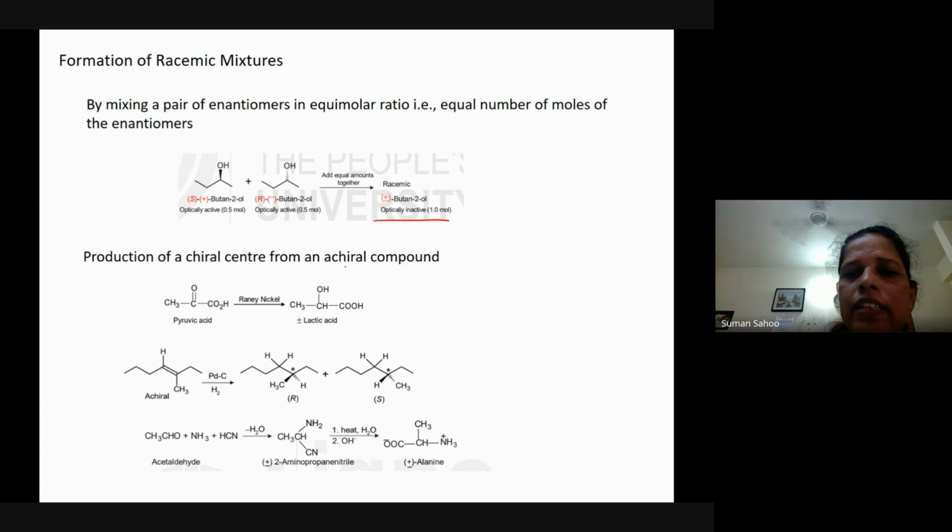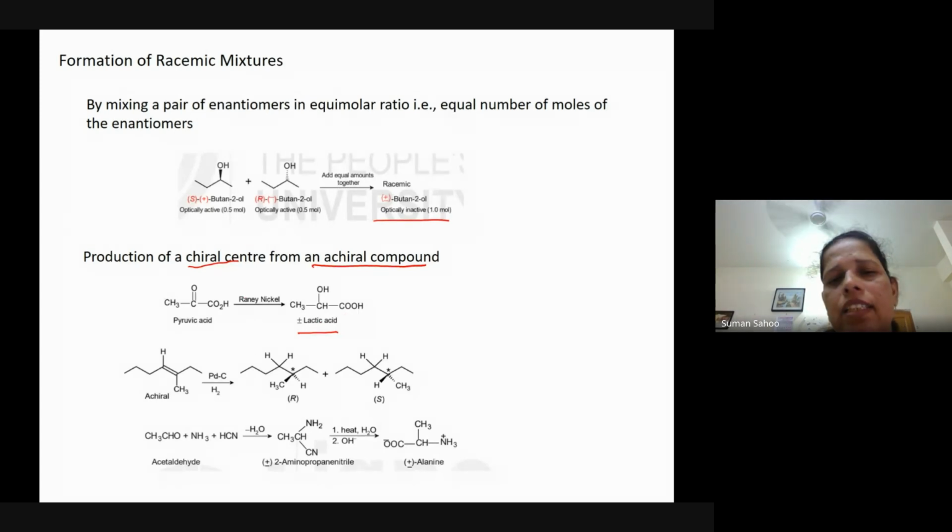Also, we can get production of a chiral center from an achiral compound. Suppose the hydrogenation of pyruvic acid gives you lactic acid. This would give you plus and minus lactic acid, because here we are not taking any chiral compound or chiral reagent, so that will end up giving you a racemic mixture.